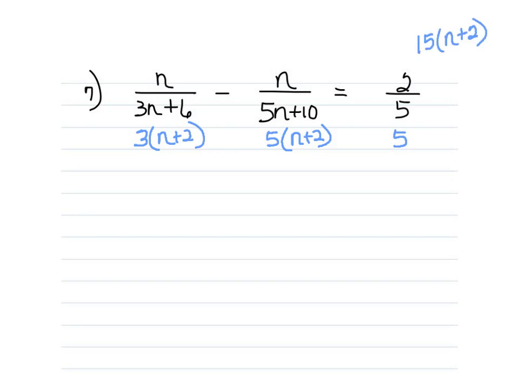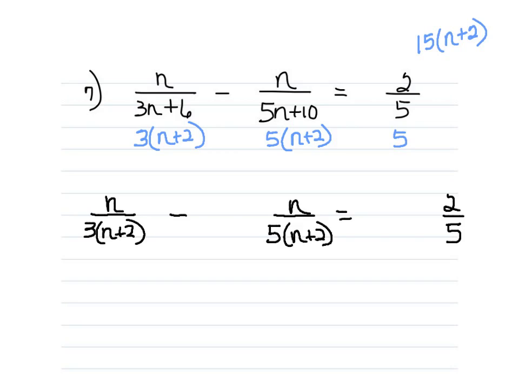Okay, so let me rewrite this problem so that I can give myself room to multiply every term by the LCD and to eliminate all of my denominators. So I'll rewrite it. n over 3 times n plus 2 minus n over 5 times n plus 2 is equal to 2/5. Okay, now let's work on eliminating all of these denominators.